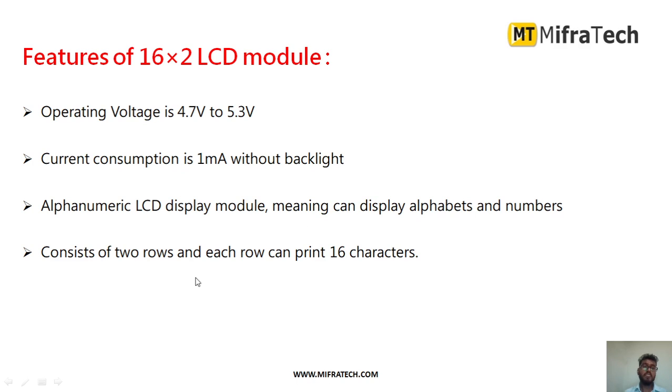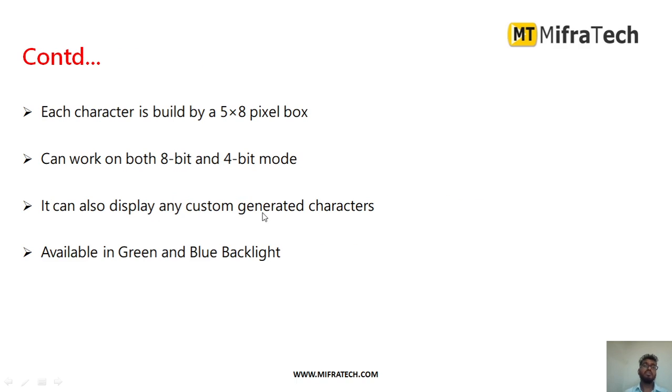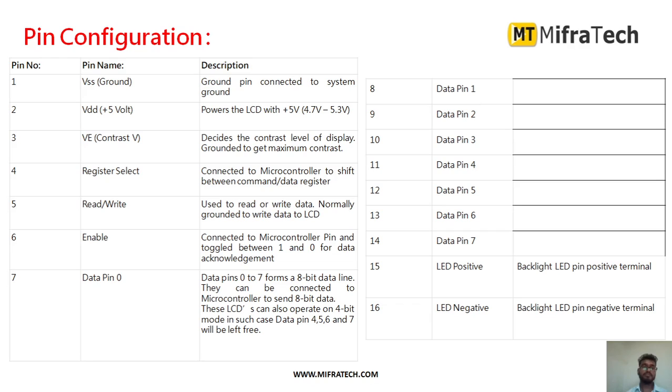It consists of two rows. Each row can print 16 characters. Each character, as I told, is built by a 5x8 pixel box. It can work in both 8-bit and 4-bit mode. We can connect four digital output pins in order to display, or we can also use 8-bit. It can also display any custom generated characters. It is available in both green and blue backlight.